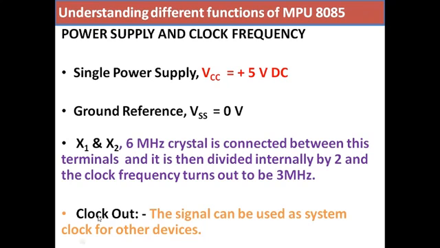Okay, now the clock out. This signal is used as a system clock for the other devices. We may have certain sequential circuits which can be connected with the microprocessor to make those devices work in unison with the microprocessor 8085. We need a reference clock signal. Hence the clock out from the microprocessor 8085 is basically used to synchronize the other devices.